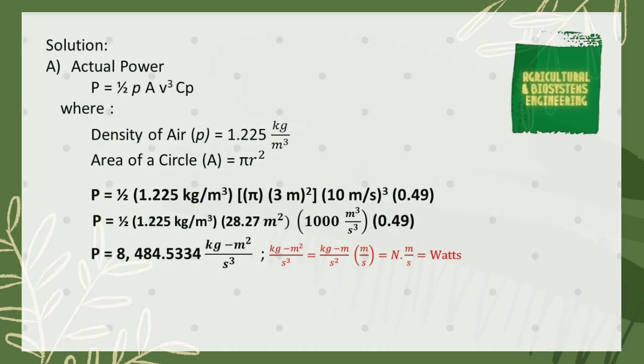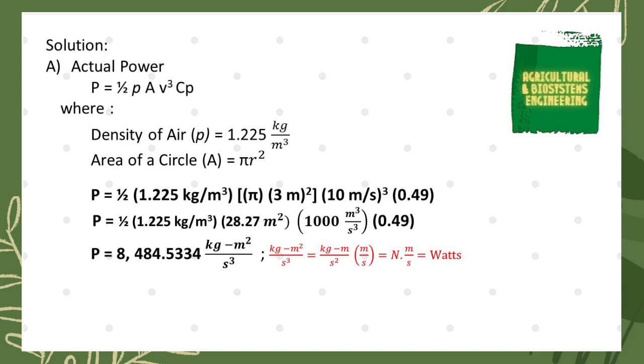And next, we solve now for the actual power. In solving actual power, we always consider the value of the power coefficient. So since our problem has specified the type of microturbine, which is a 3-blade rotor, we use its power coefficient of 0.49. So still we have to use the density of air and the area of a circle. So our formula now is power is equal to 1/2 times the density of air times the area times the cube of the speed times the power coefficient.